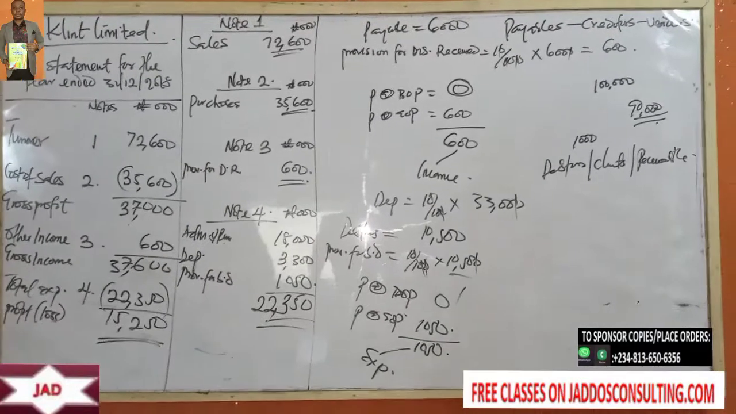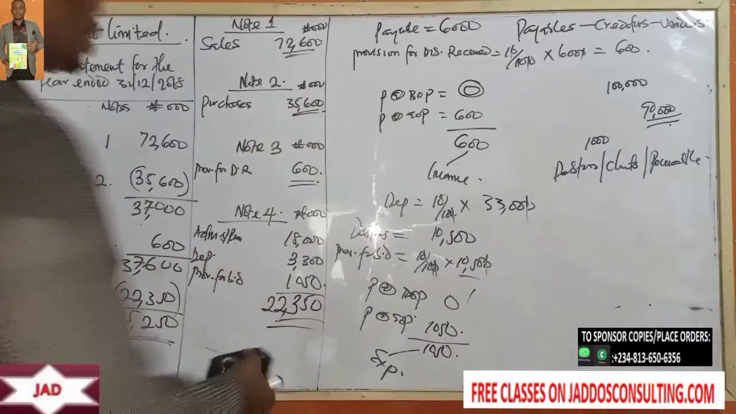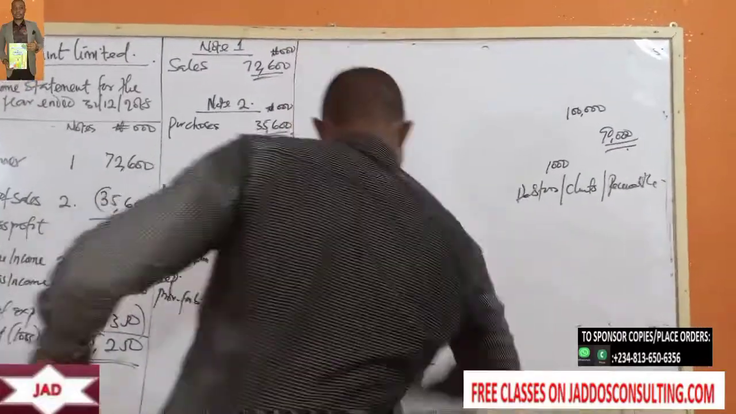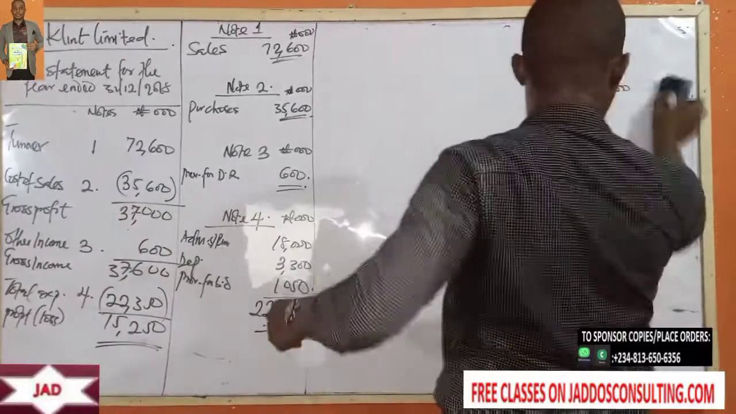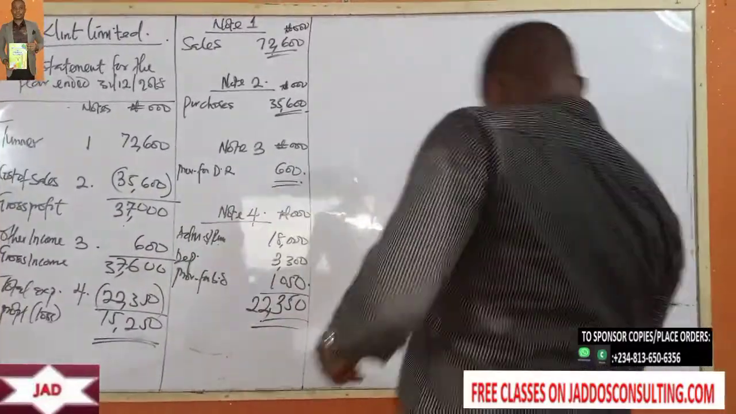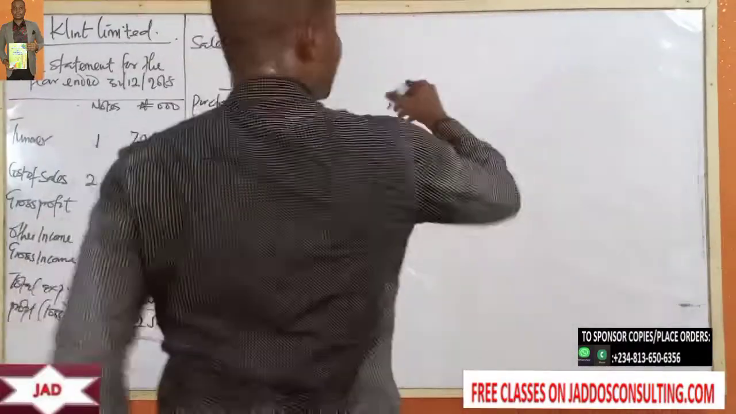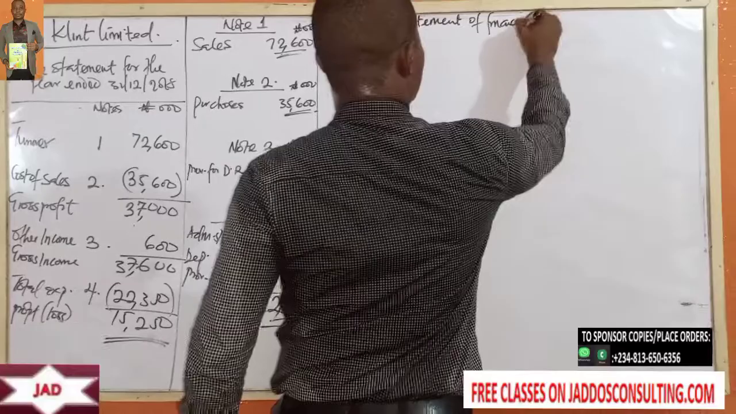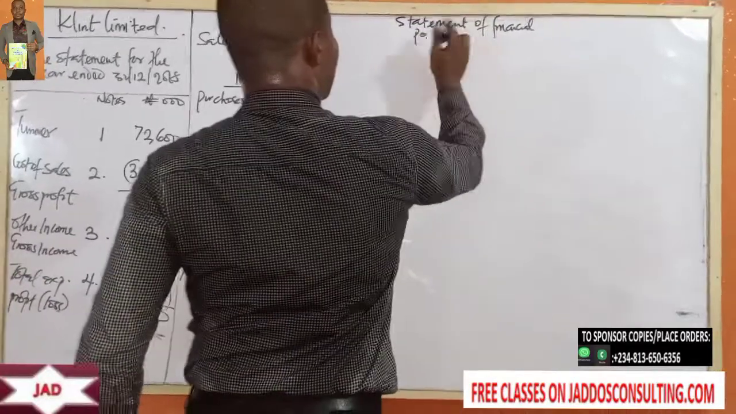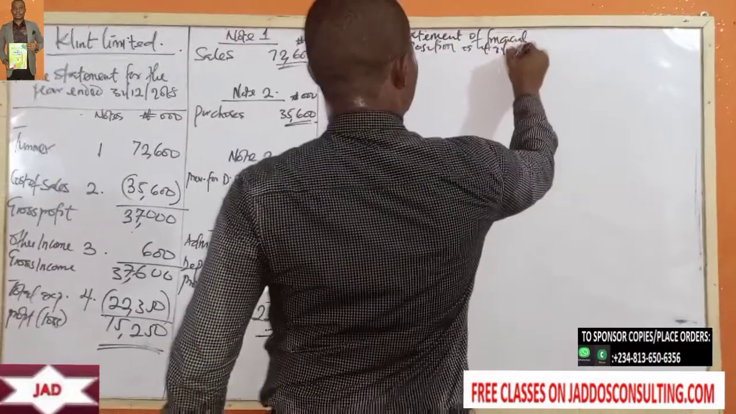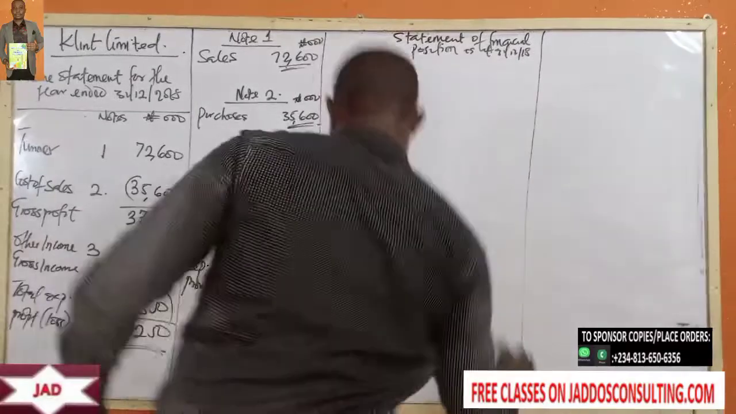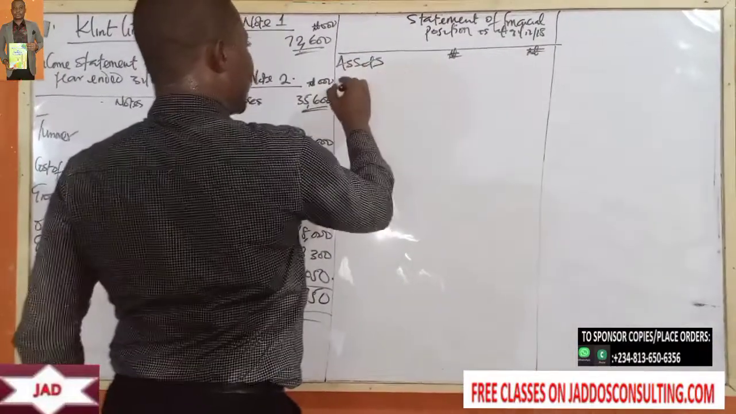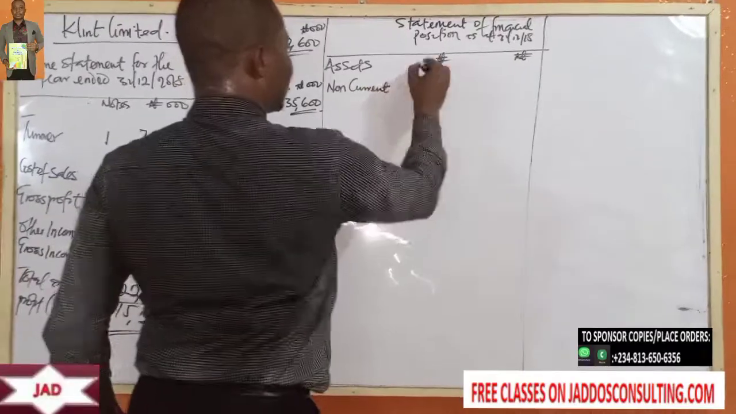The next one says we should prepare the statement of financial position. So let's do that somewhere here. Let's call it statement of financial position as at 31st December 2018. So we have this. Now our assets. What are our assets? We have non-current assets.